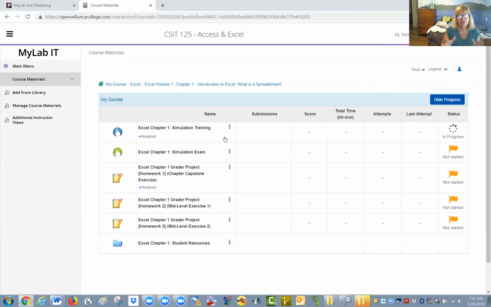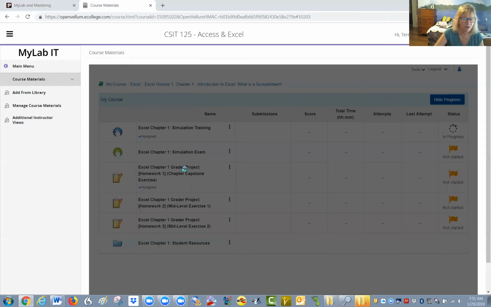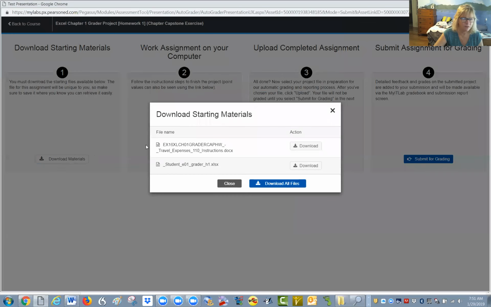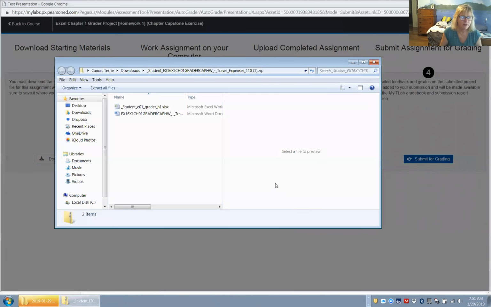It also matches the ebook exactly, page per page skill of what you're doing. So you could read the book or you could look at the ebook on another monitor and use the two together to learn the skills. Once you're done with the skills, you've got to do the grader project. For the grader project, you download all the materials. I would say download all files. One is the instructions, and the other is the start of the assignment.